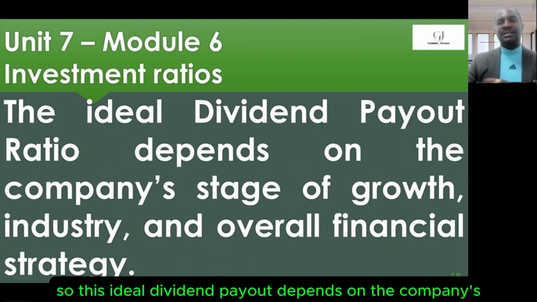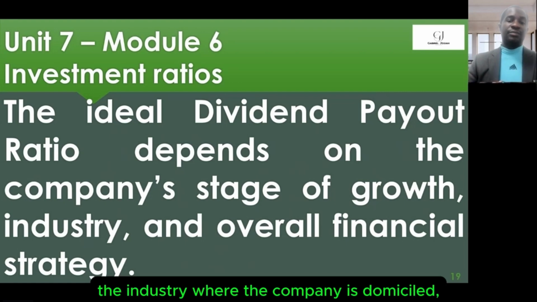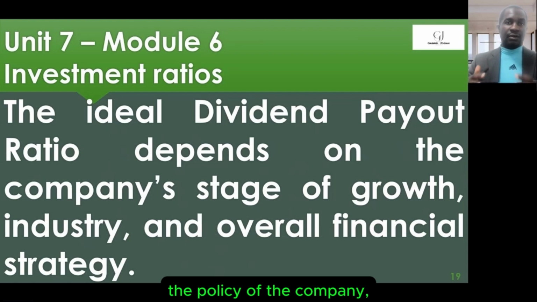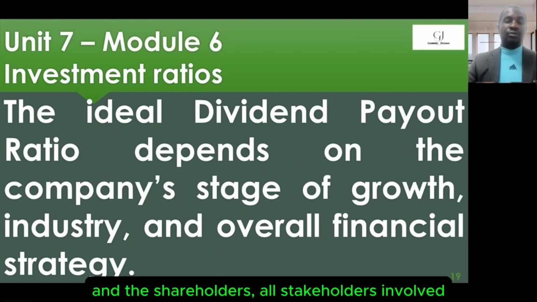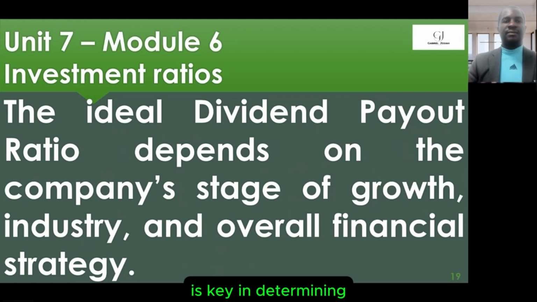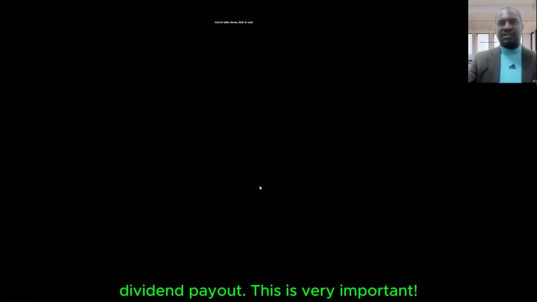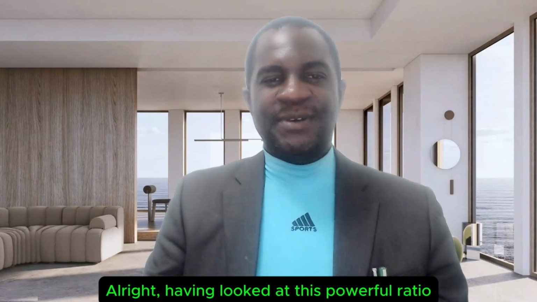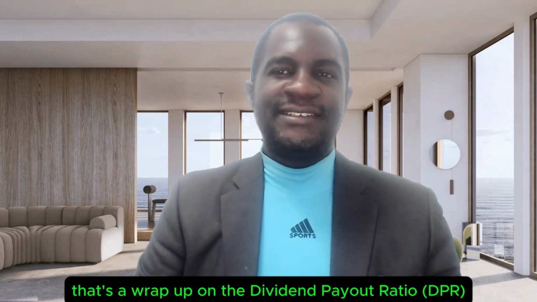So this ideal dividend payout depends on the company's growth and retention strategy, the industry where the company is domiciled, the policy of the company, the board of directors, and the shareholders. All stakeholders involved in the overall financial strategy of the company are key in determining dividend payout. This is very important. All right, having looked at this powerful ratio, that's a wrap up on dividend payout ratio.